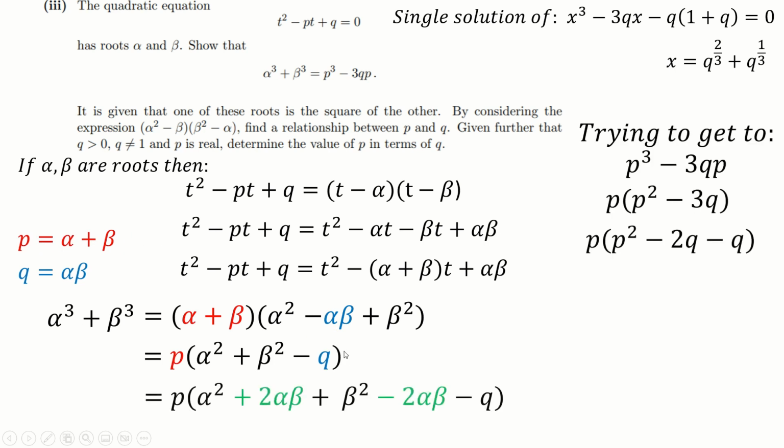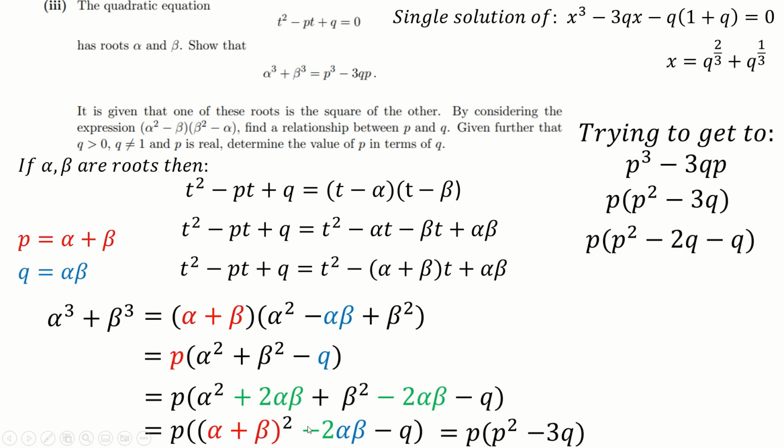Now this is me just being super extra, but if you do it in black pen, red pen style and add a 2 alpha beta just to take it away, this is alpha plus beta all squared, which is p squared, and this is just minus 2q, which makes minus 3q in total. So you end up with p times (p squared minus 3q), which is this here. This is just me reverse engineering that, but I think most of you will be more familiar with that idea, and you'll end up with this in total.